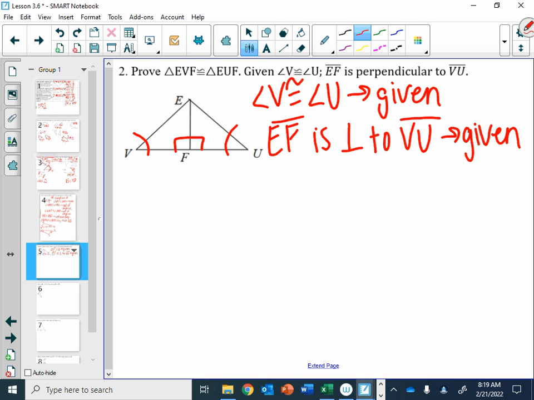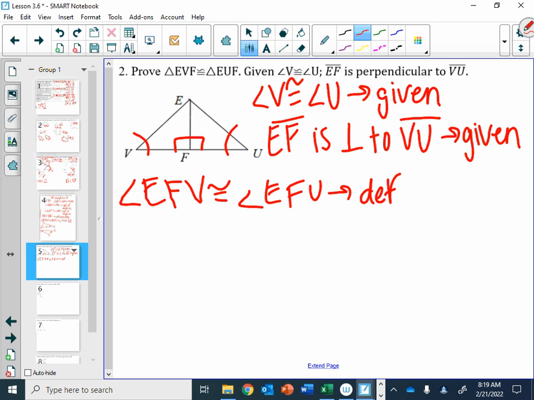If I name this first angle, let's talk about it. It's not necessarily a given that I saw that was 90 degrees. I do have to write out some sort of reasons. I was only given that those two are perpendicular to each other. So if I name this first one as EFV, how do I name the second angle? EFU. And I'm just going to say that those are congruent to each other by definition of perpendicular. By the definition of perpendicular, those are going to be 90-degree angles.